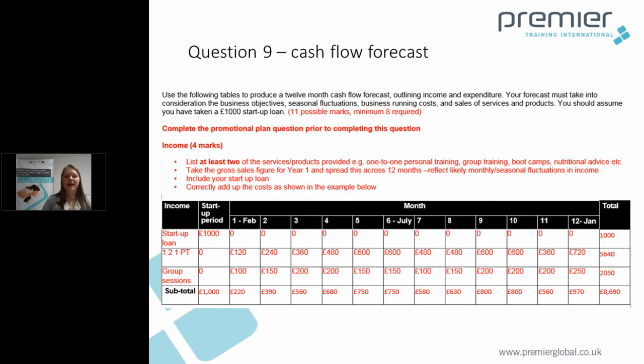To help you with this guide, we've broken this question down into 3 sections: income, expenditure, and then cash balances. And to give you an idea of where your assessor will assign the marks, generally 4 will come from this income section. So the first thing that you need to do is list 2 products or services. Now, you did list these in an earlier question, so you should already have an idea of what these services are. In this example in front of you, there's one-to-one personal training and group sessions.